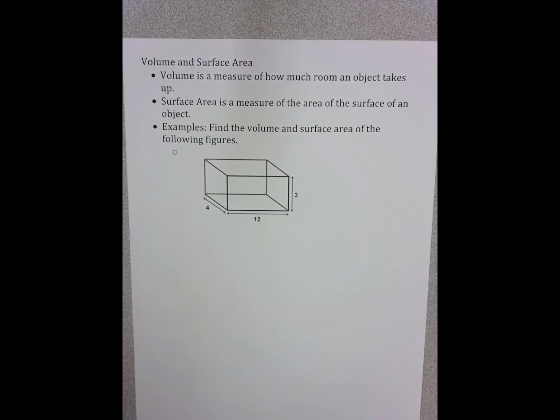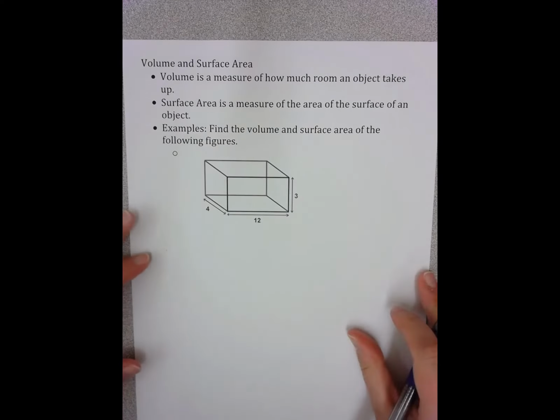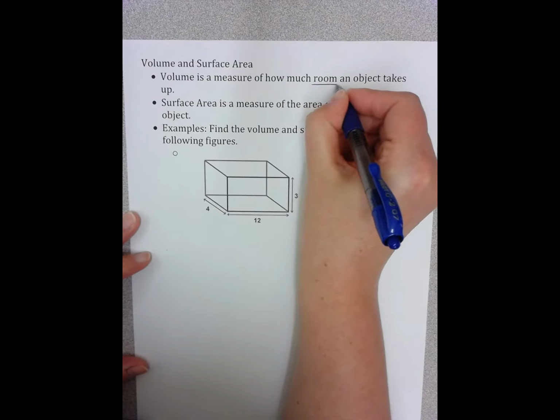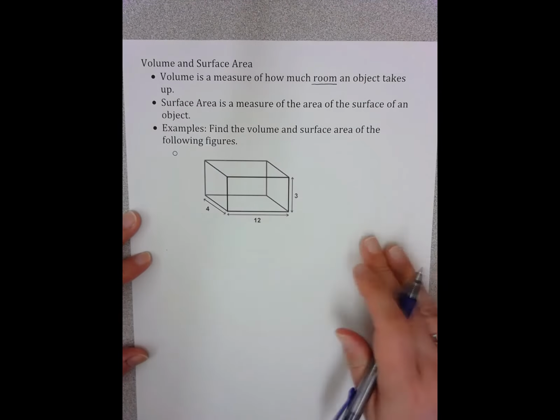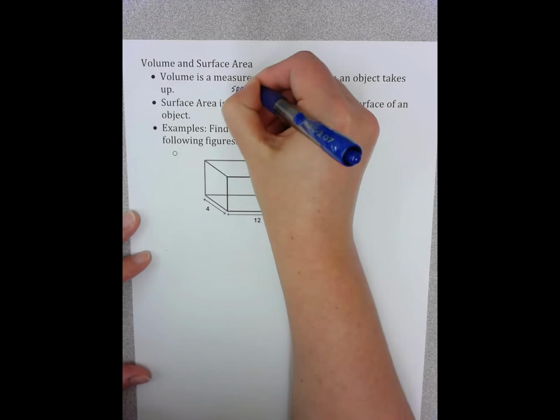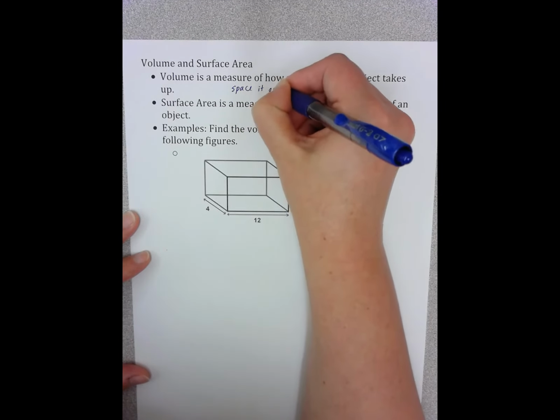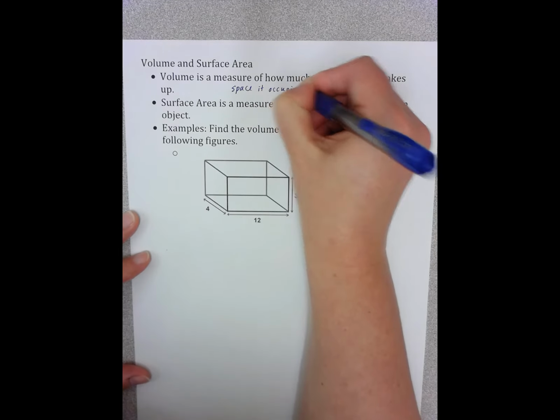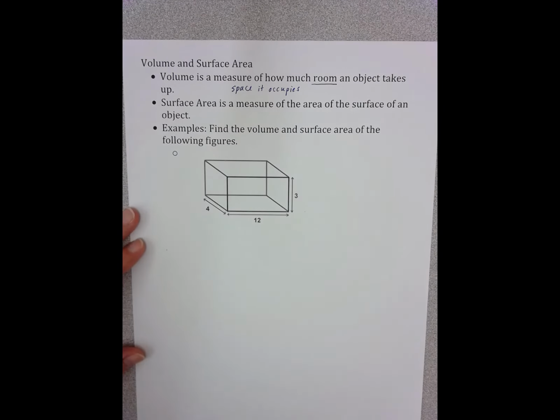These are notes on finding the volume and surface area of a three-dimensional figure. So volume is a measure of how much room an object takes up, so the space it occupies. Surface area instead is a measure of the area of the surface.